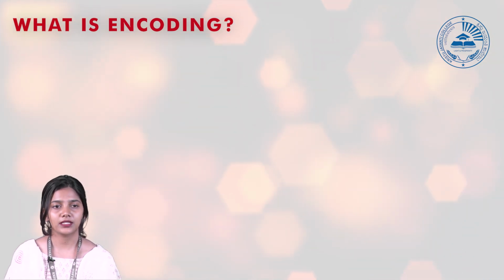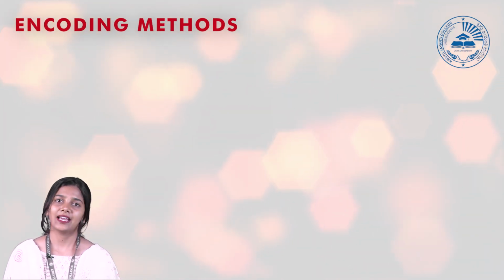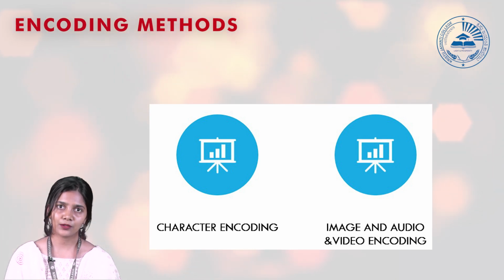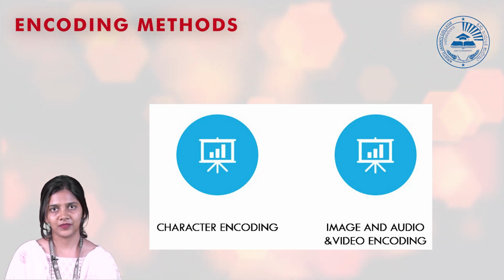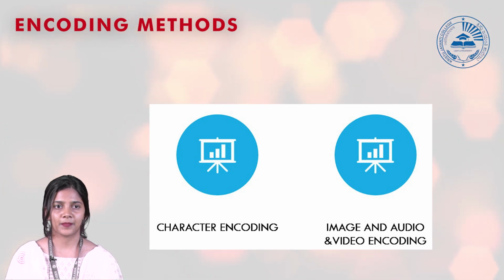It works similarly to converting temperature from centigrade to Fahrenheit, as it gets converted into another form, but the original form will always remain the same. Now, we have different types of encoding methods, which include character encoding, which again has different types, and then we have image, audio and video encoding.